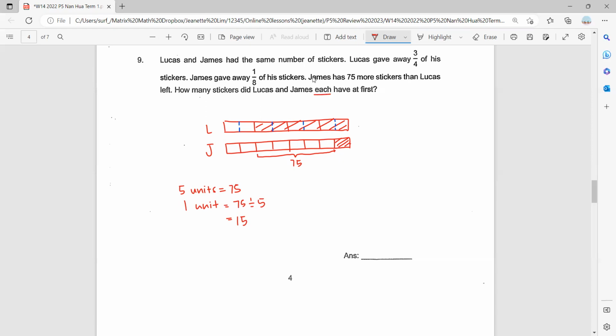Each of them had 8 units at first. So I'll just times 8. So the answer is 120 stickers.